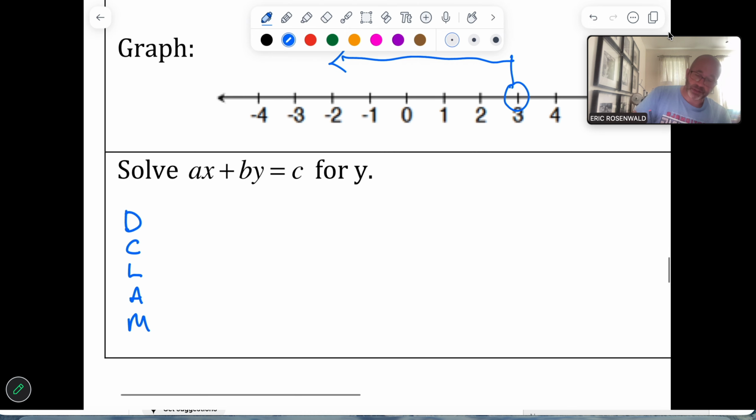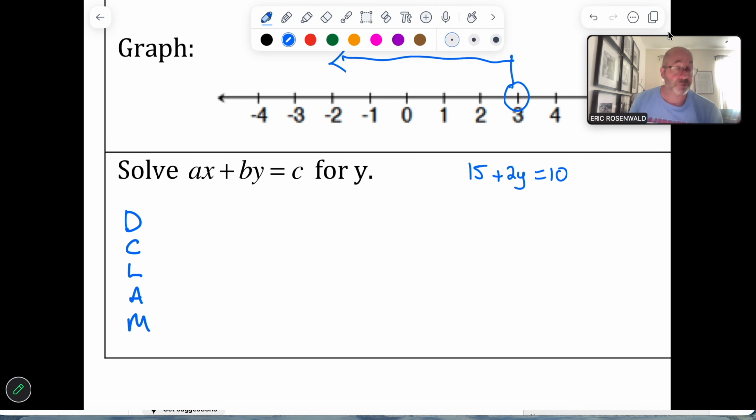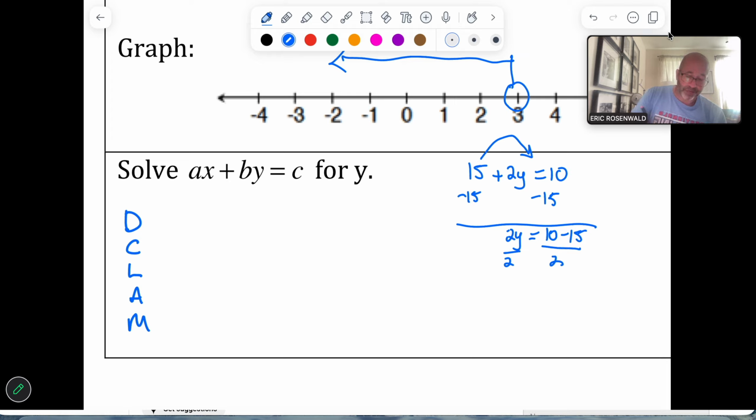If I gave you a problem like this, let's say I had 15 plus 2y is equal to 10. And I said, don't actually simplify, just move stuff. What would you do? Well, this 15 you would move over by subtracting 15, right? And so you'd have 2y is equal to 10 minus 15. And I'd say, all right, well, let's get rid of 2. How do I get rid of the 2? You divide by 2, and so you divide everything by 2. And we get y is equal to 10 minus 15 divided by 2.